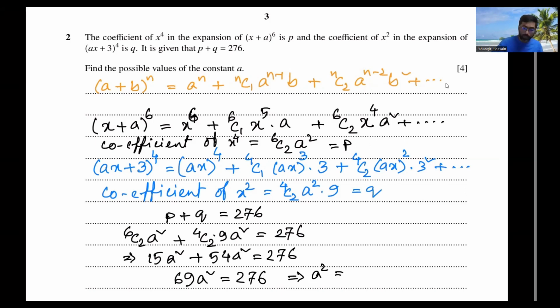So 276 divided by 69 is 4. So a is plus or minus 2. A can be either positive or negative, both. Okay. So this is question number 2. Now let's move forward to question number 3.